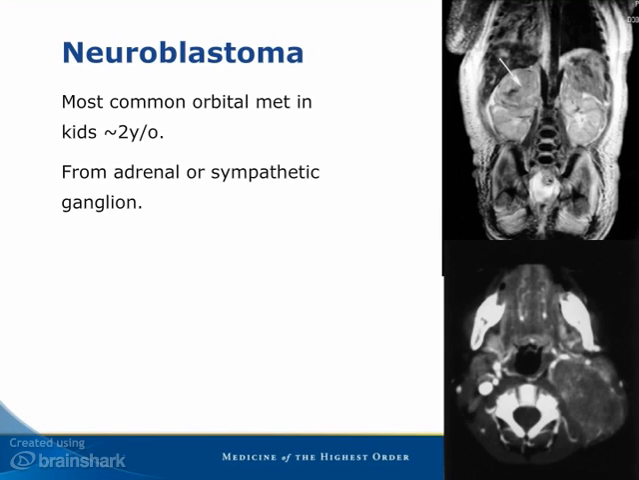Neuroblastoma is the most common orbital metastasis. It typically is in younger kids. It either arises from the adrenal or from the sympathetic ganglion. Metastatic neuroblastoma tends not to cause Horner syndrome unless it's arising from the sympathetic ganglion, where you'll have a Horner syndrome.